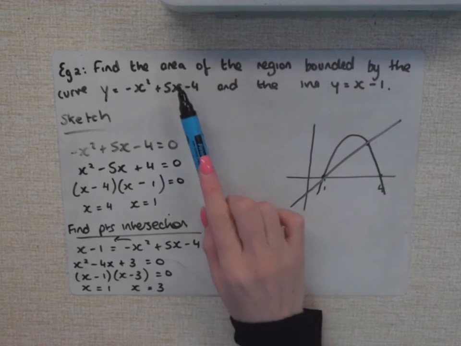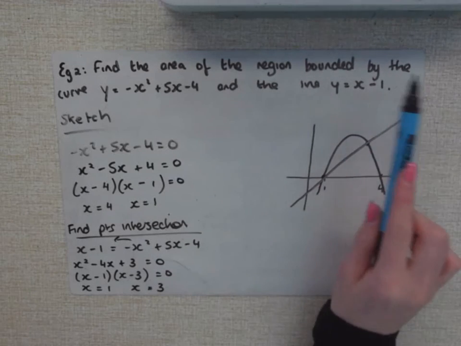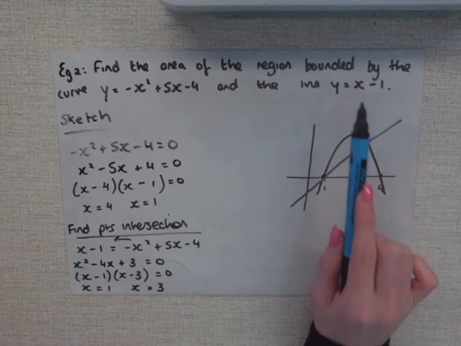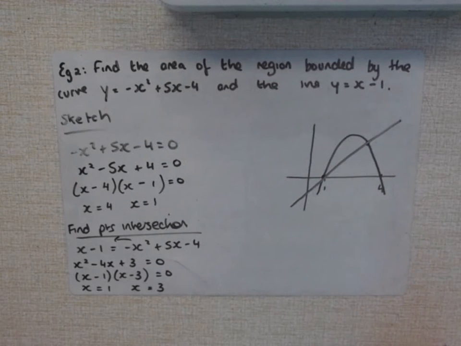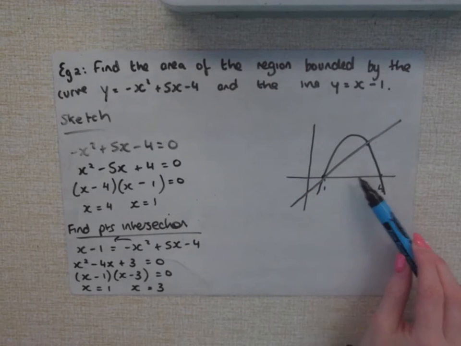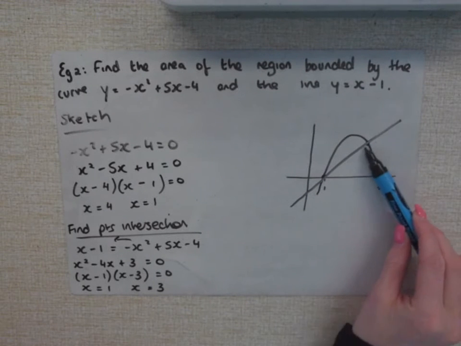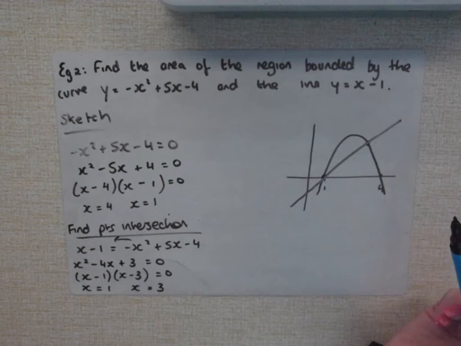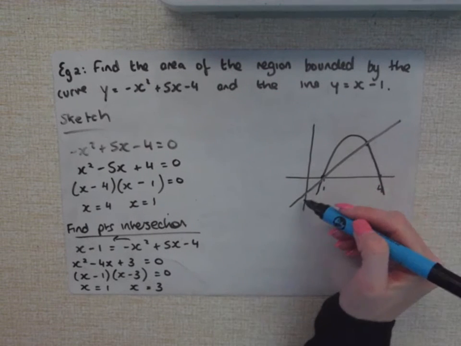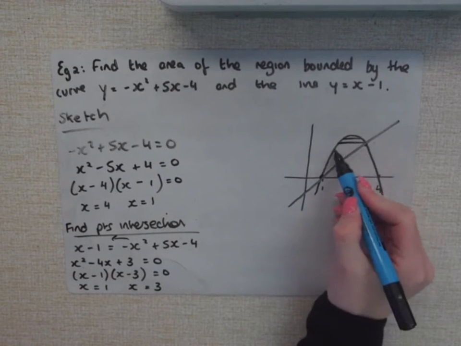The question is, find the area of the region bounded by the curve and the line. It doesn't say anything about the x-axis. It doesn't say the curve, the line, and the x-axis. If it did, it would be, there's your curve, there's your line, there's your x-axis. It would be in there. It's just bounded by the curve and the line. So there's your line, there's your curve. This must be what they're talking about.